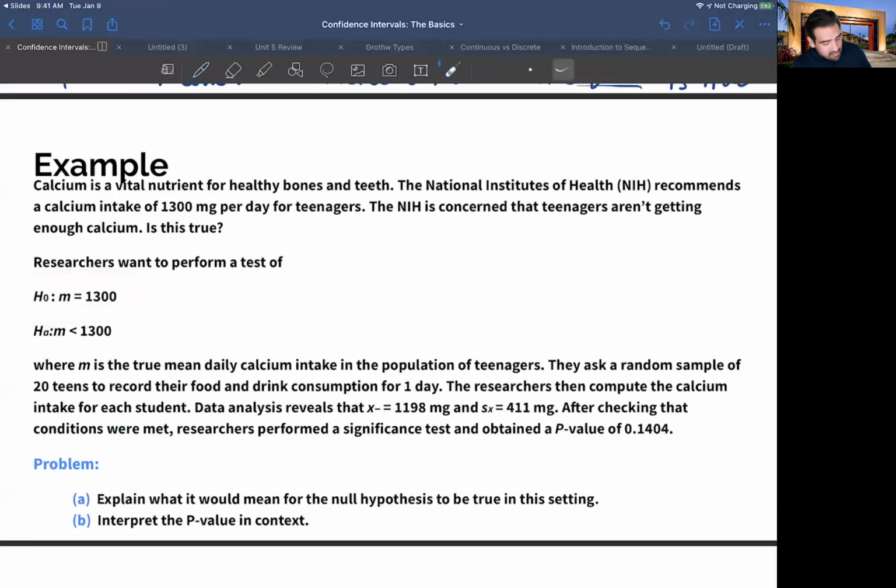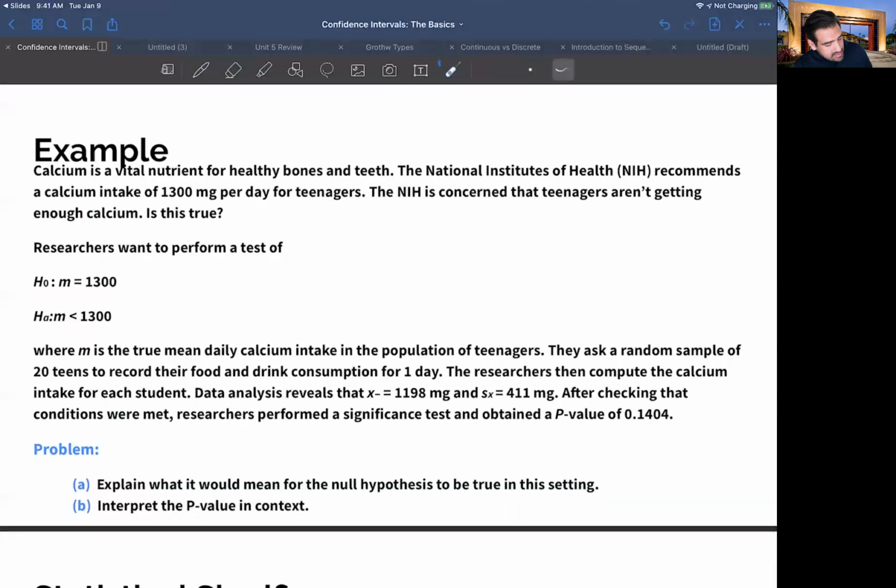We're concerned that they're not getting enough. So if we're concerned that they're not getting enough, we're only going to focus on what if they're actually getting less than what we need. That's how we can determine this is one-sided. If we were just concerned that it was dangerous to get more calcium, as long as it's only 1,300, then we would do two-sided. But here, since we're concerned with not getting enough, we're going to look at strictly less than. So where M is the true mean of daily calcium intake for the population of teenagers.